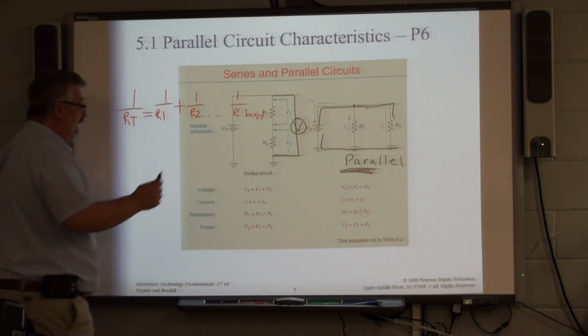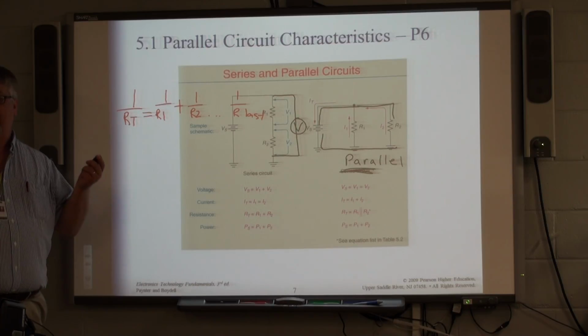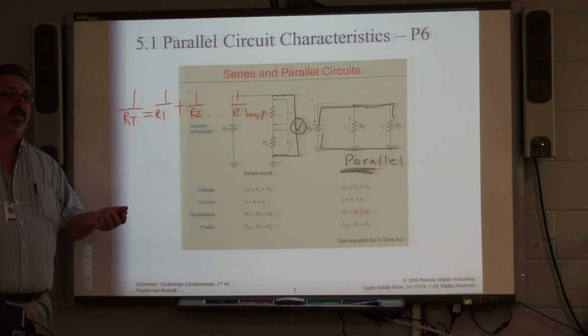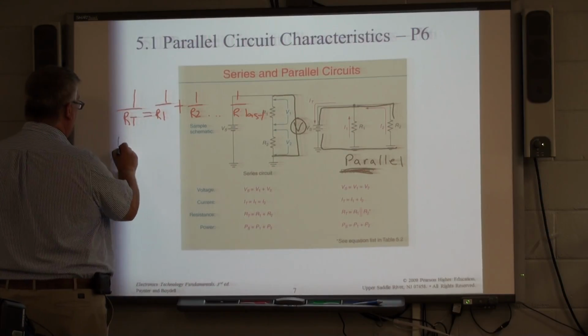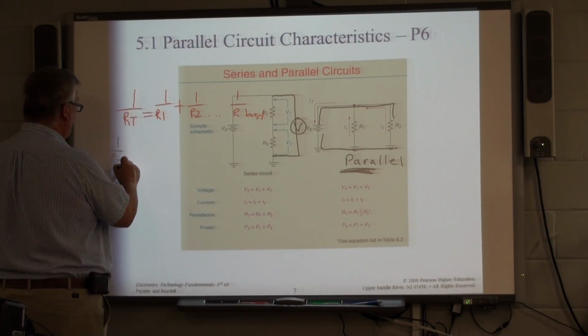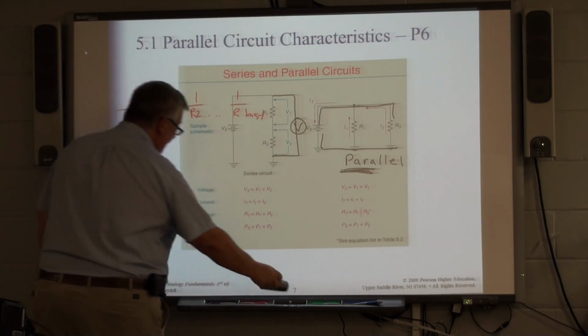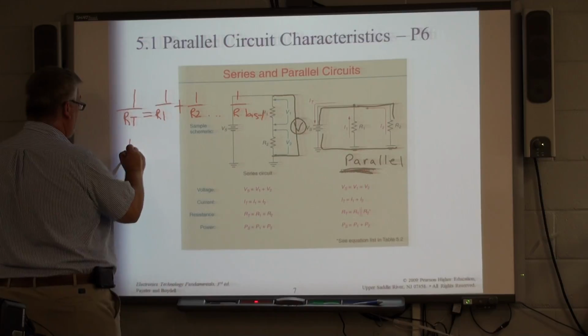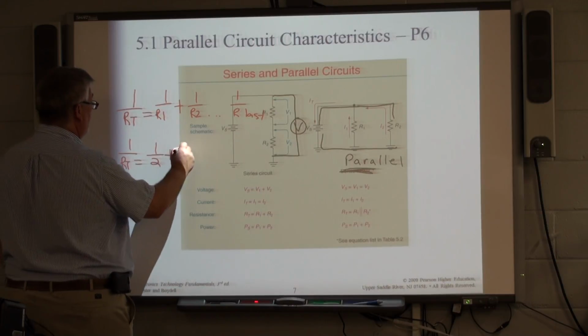So let's go back for a minute. We had 2 2Ks a while ago, and we came up with 1K as the answer, right? So let's see if that works out. 1 over RT. Again, I've got to calibrate this board. I'll do it while y'all get a break here in a minute. 1 over RT equals 1 over 2 plus 1 over 2.